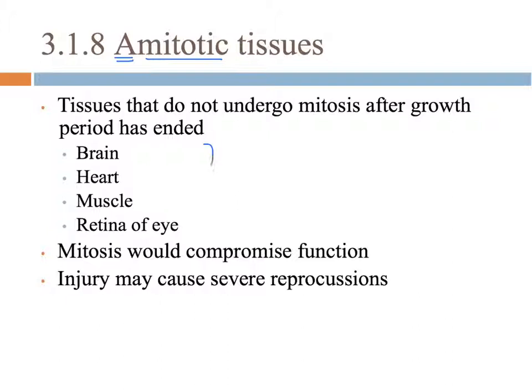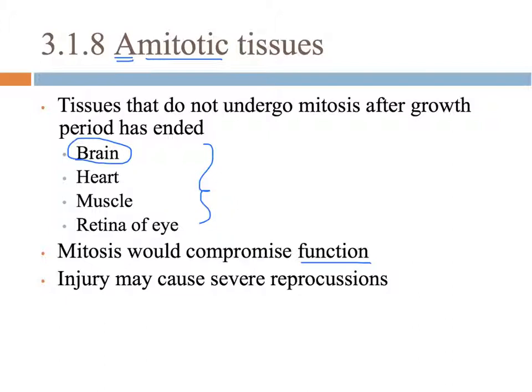And in humans, you find these types of tissues in the brain, the heart muscle, and the retina on the back of the eye. The primary reason that these tissues do not undergo mitosis at maturation is because mitosis would compromise their function. Just think about it. In your brain, you have many, many synapses between all the neurons, and part of the job of those synapses is to give you memory.